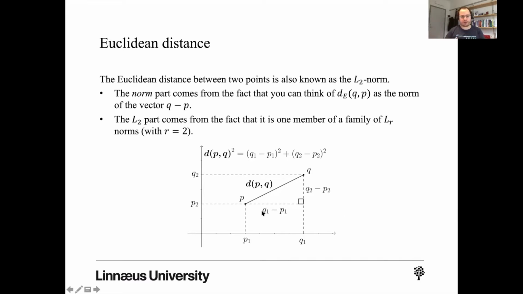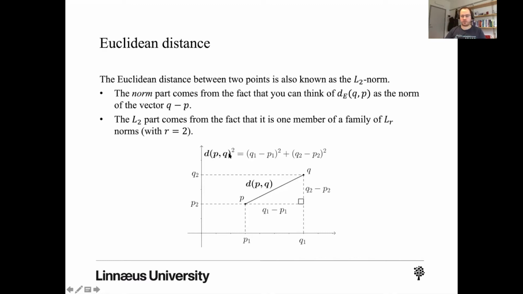And the figure here is just so you can have a geometric understanding or intuition about the Euclidean distance. So you have a point P, a point Q. Then this vector here is the vector Q minus P, or P minus Q. It doesn't matter, because the vector is not the same, but the norm will be the same. And this is the distance.